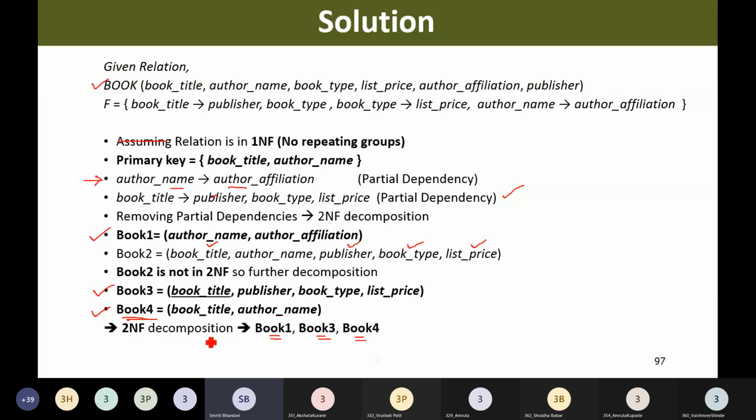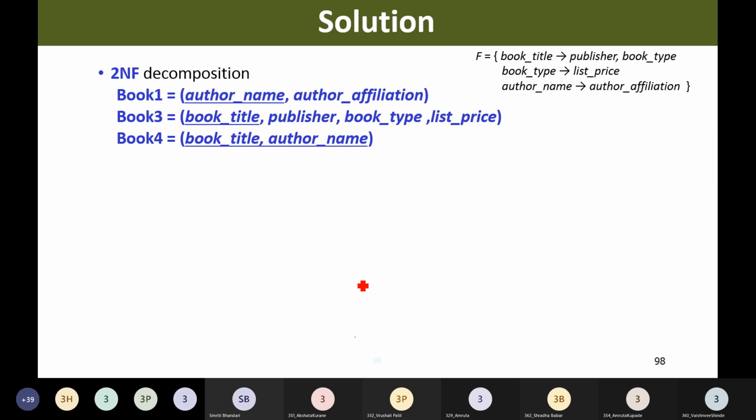So I hope you must have understood now how the relation in 1NF is being decomposed in 2NF. Now our 2NF decomposition has 3 separate relations: book 1, book 3 and book 4. And we have this set of functional dependencies with us. So let us try to find out whether all those relations are in 3NF. Please try to find it out.